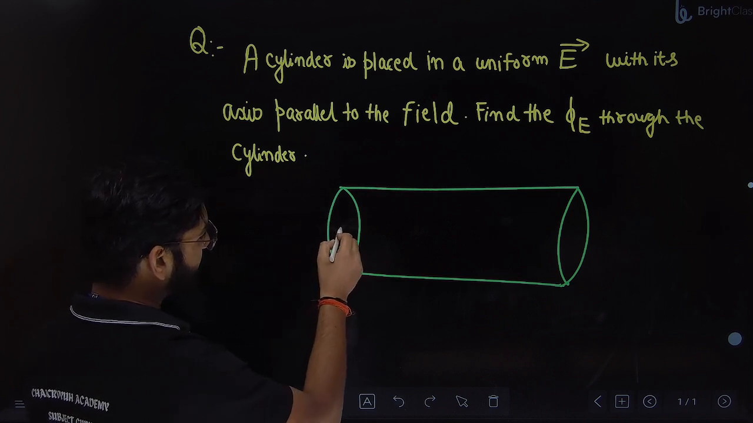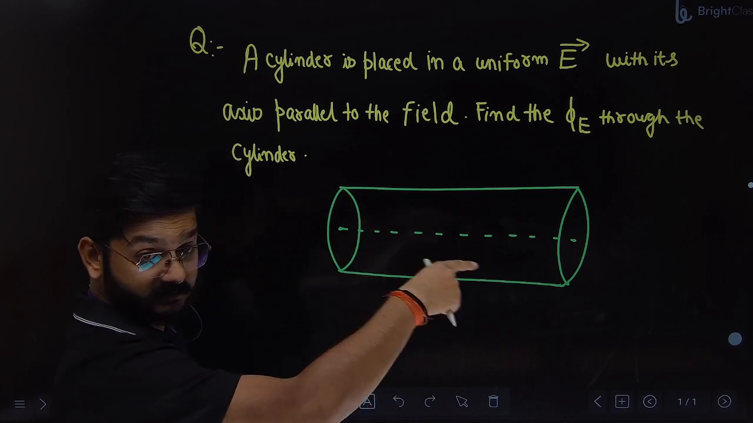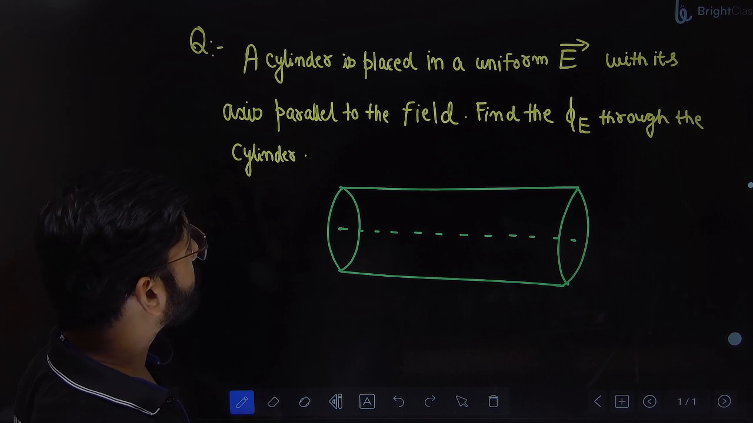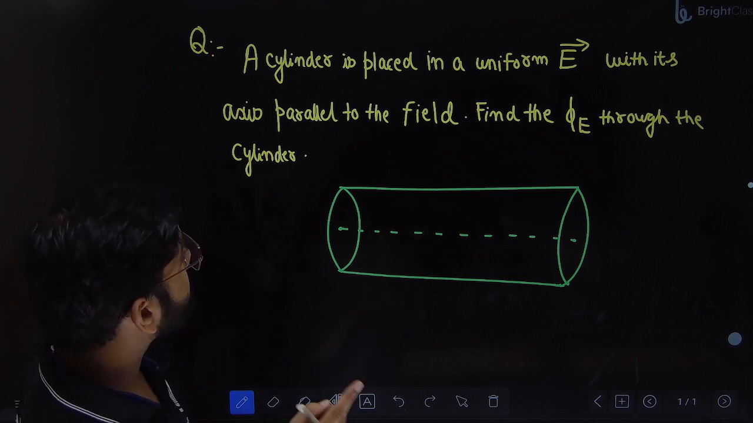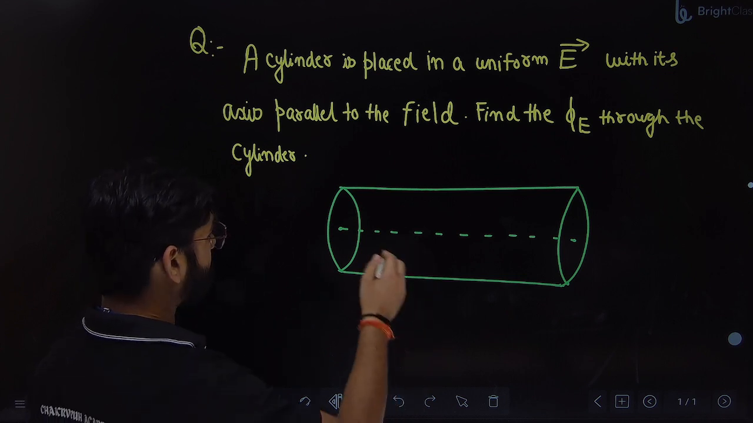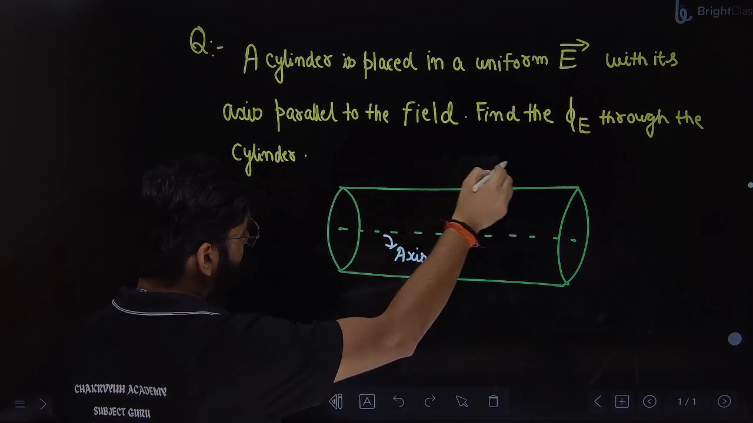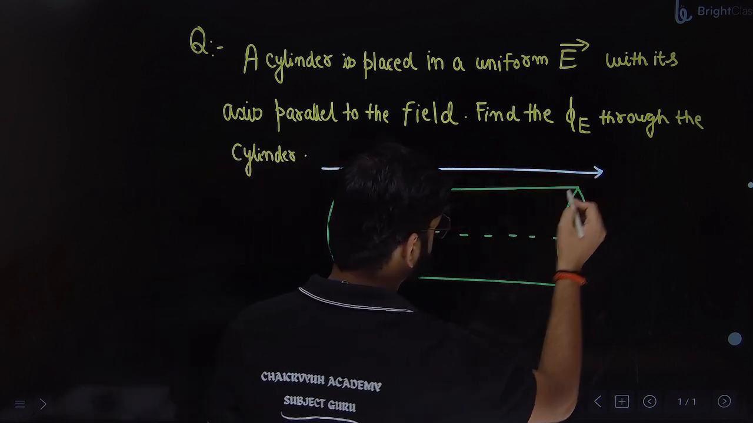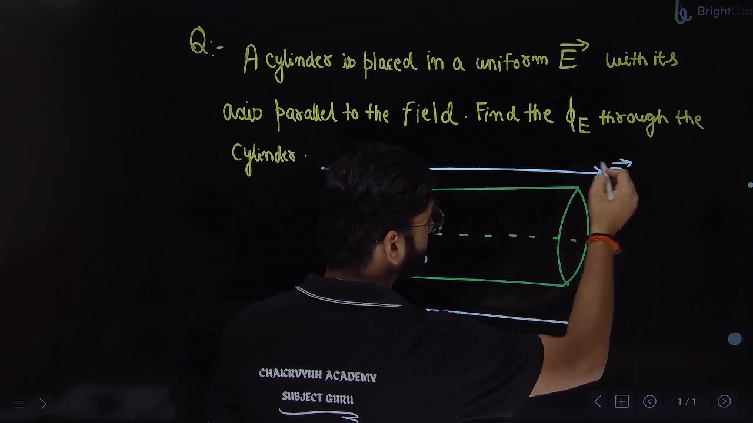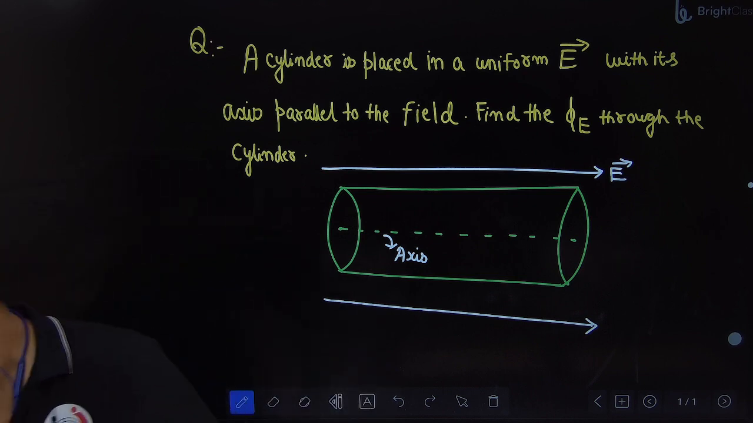Cylinder. So what will be the axis of the cylinder? This will be the axis. They are telling that a cylinder is placed with its axis parallel to the field. So this is the axis, and the electric field line is in this direction. This is the electric field line. Now, all of you just observe one thing. I'll use my bottle to explain.